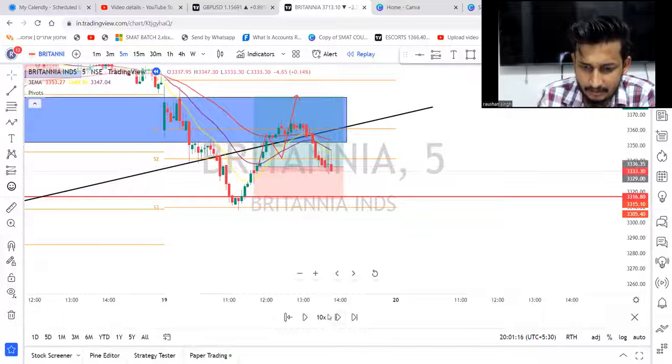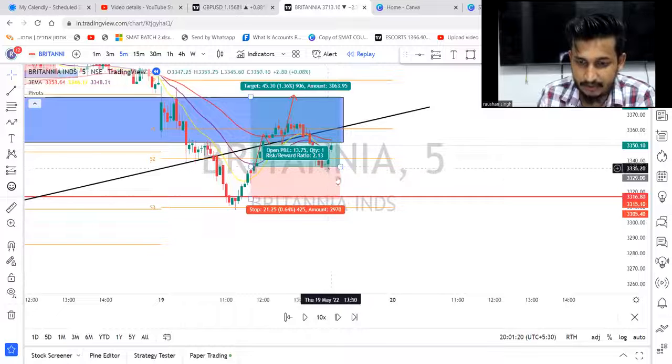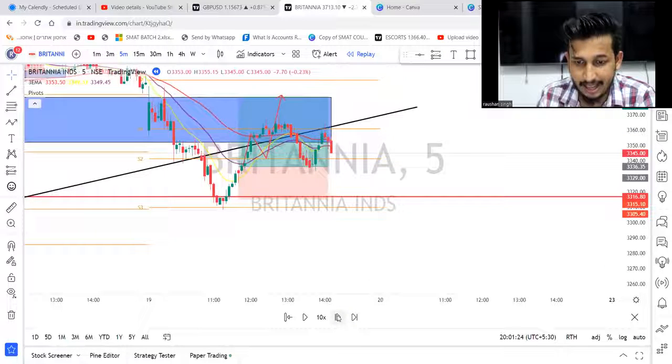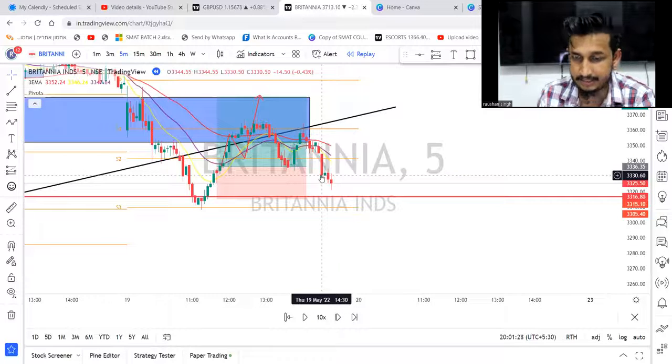Still, that is fine. But as soon as any candle closes below this, I'll be exiting my trade. I'll still hold my trades till the target. I'll hold my trades. If it goes in range, that is fine. Here, I'm going to exit my trade.